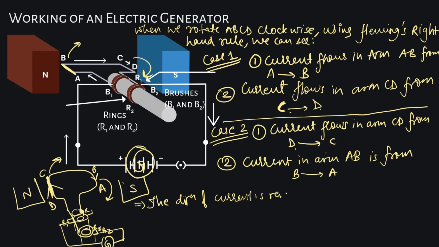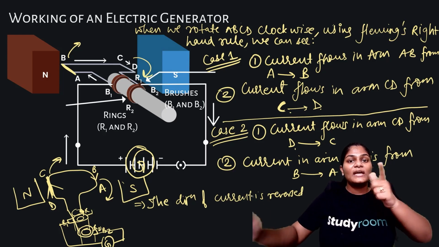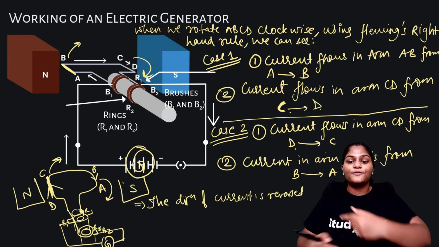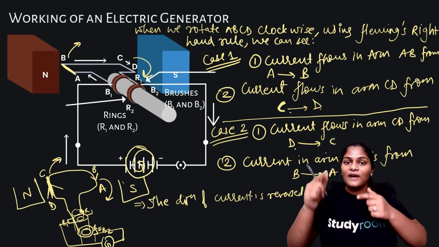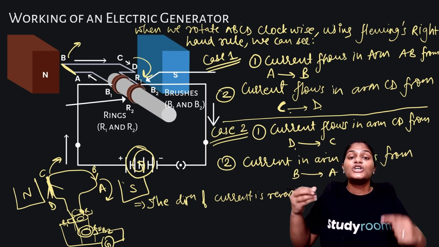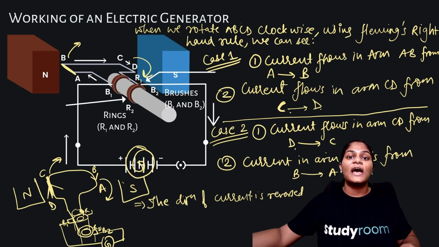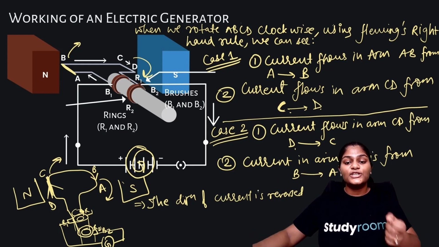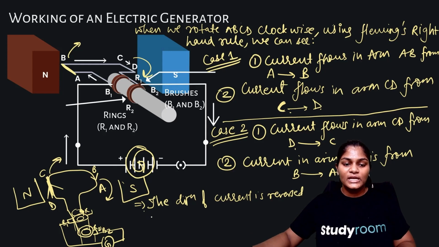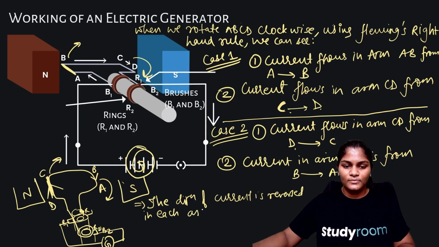is reversed. Can you see that it has been reversed? First, it was flowing from A to B. Then after half a cycle, it flows from B to A. And first, it was C to D. Then after half the cycle, it was from D to C. So, current in each of the arms has reversed, right? So, we write that the direction of current is reversed in each arm after half a rotation, right?